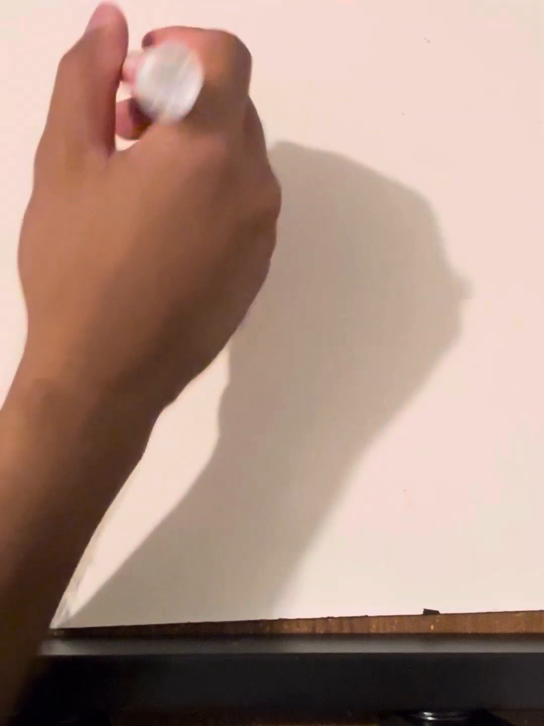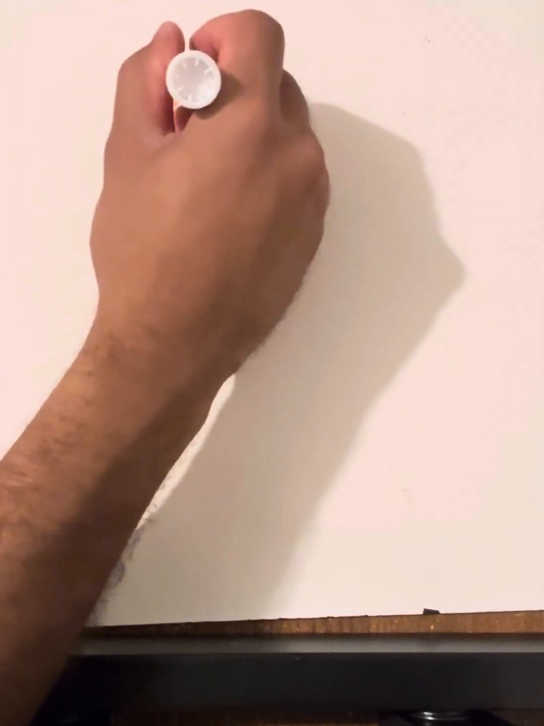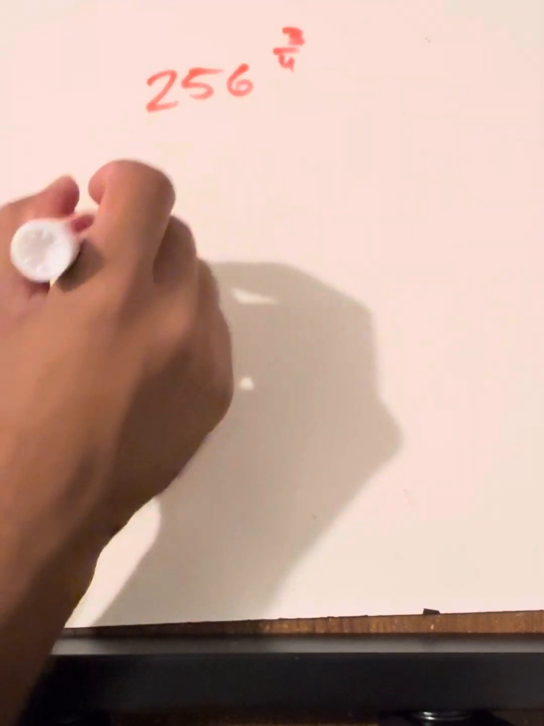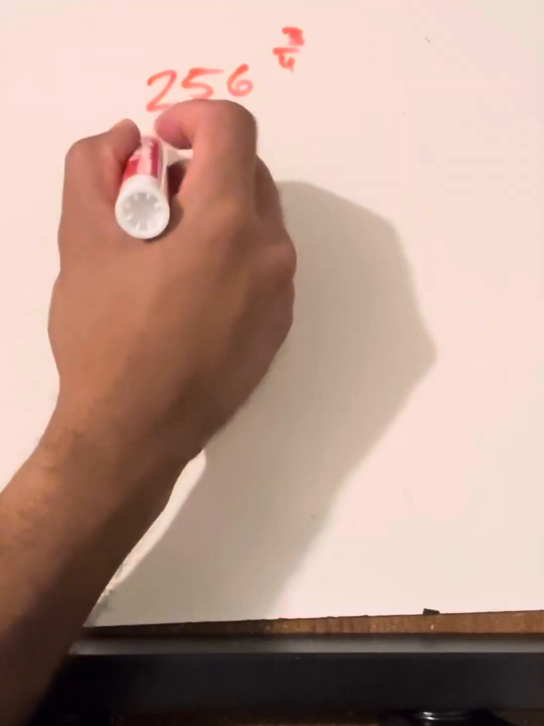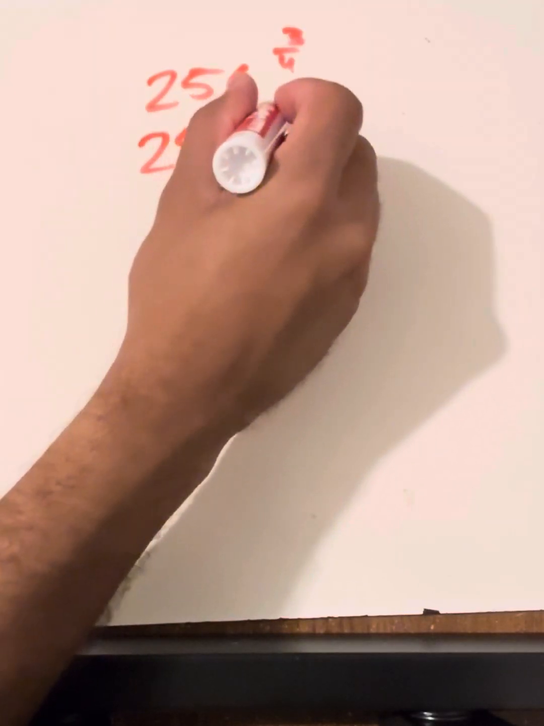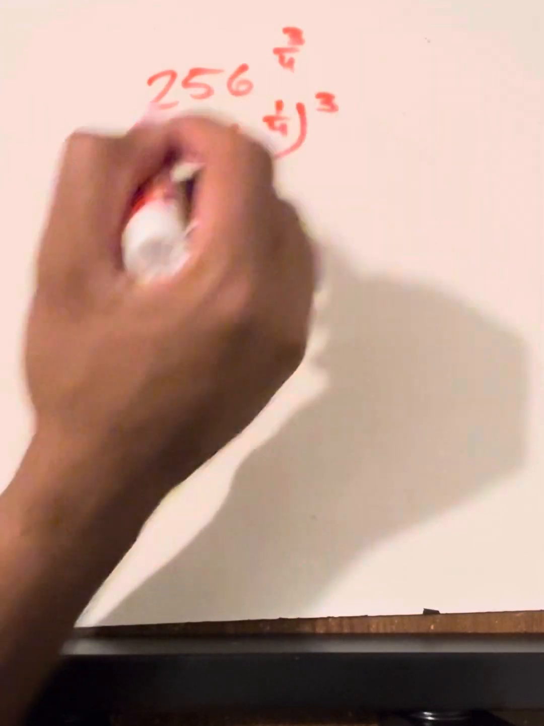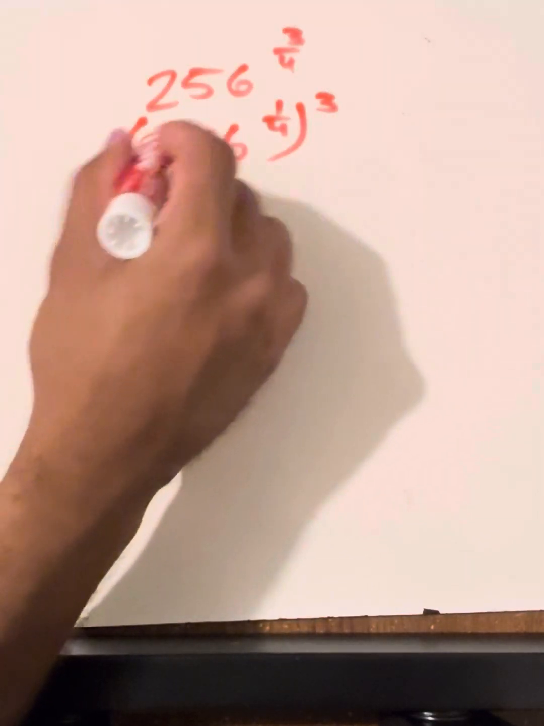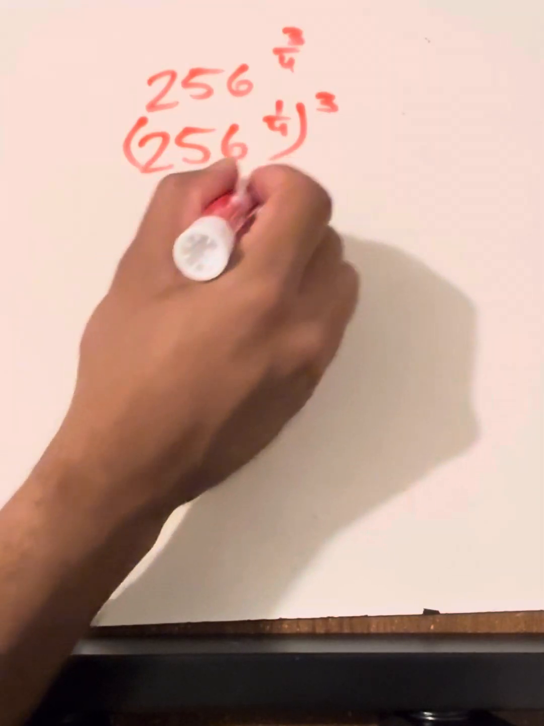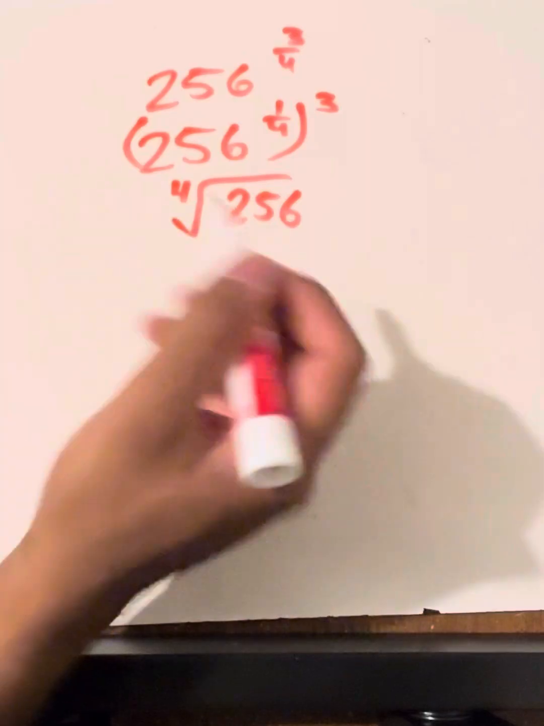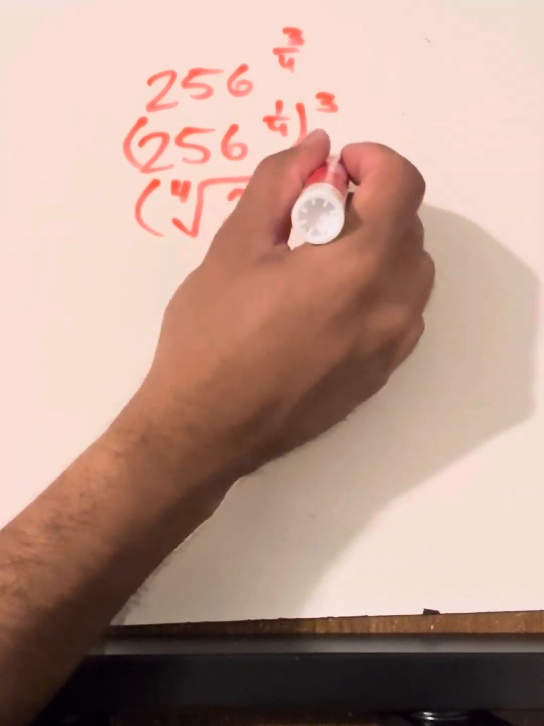All right, let's take a look at a similar question, such as 256 to the 3/4. We can separate this like we did in the last question as 256 to the 1/4, with the 3 as the exponent outside, because we know that 1/4 times 3 makes 3/4. So your a is 256, and your n is 4. So 4 root 256, and this is all to the third power.